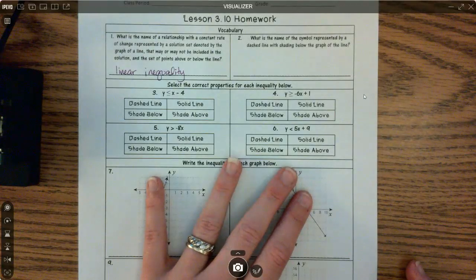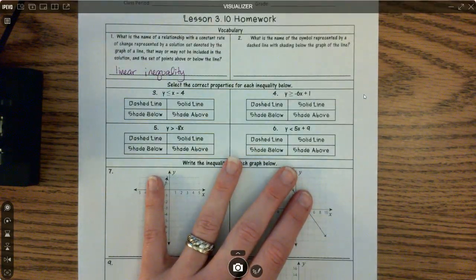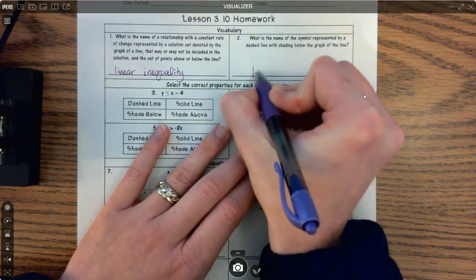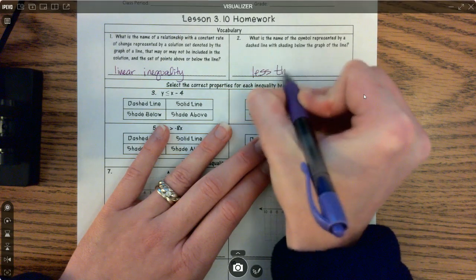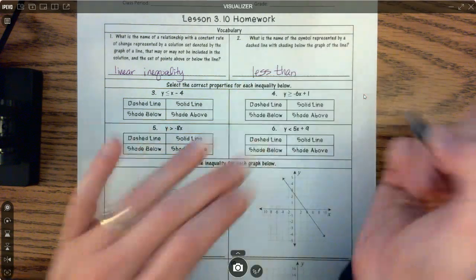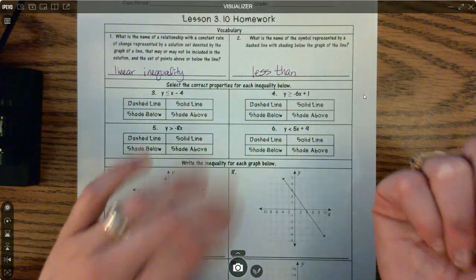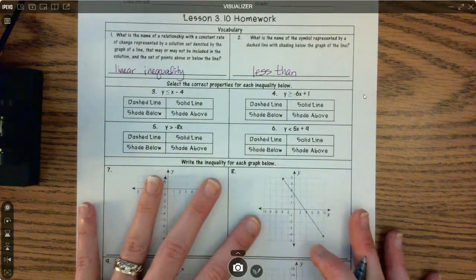We're doing inequalities. So number 2, what is the name of the symbol represented by a dashed line with shading below the graph of the line? So if it's below, it's less than. And if it's dashed, it's less than. If it's a solid line, it's less than or equal to. And that's some of the stuff we're going to look at today.